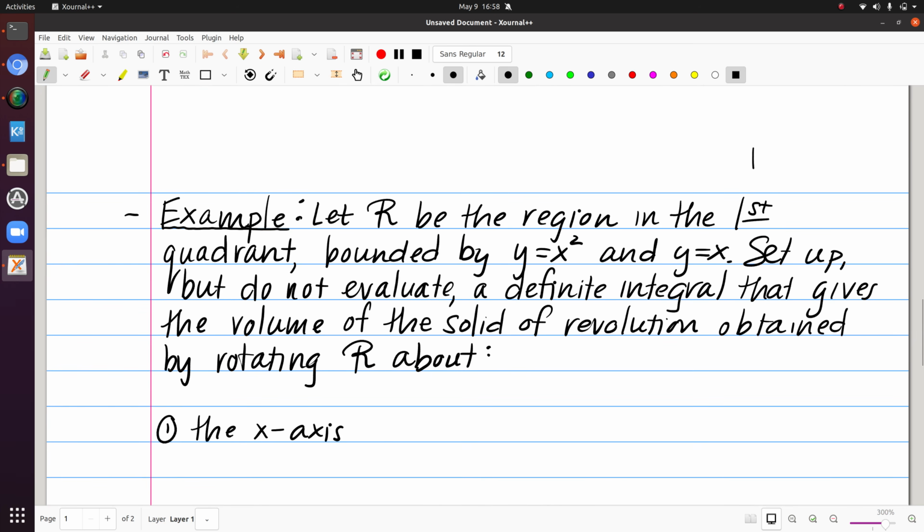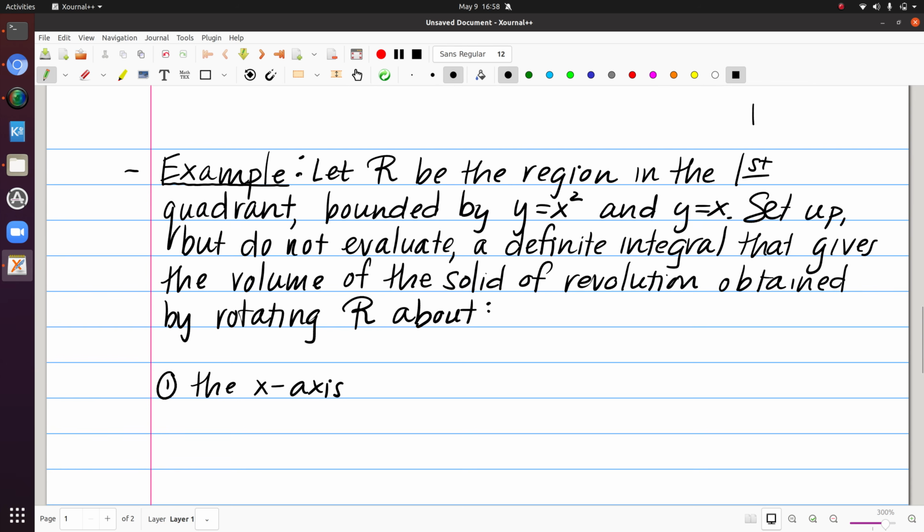So to get a little practice with this, here's a scenario where we're given a region R, and then we just need to set up the integrals. So we're not going to evaluate them. But in each case, we get a different axis of rotation. And you'll see there's 6 different scenarios here.